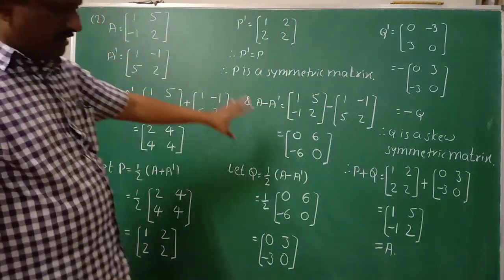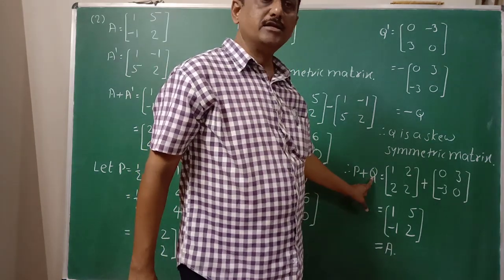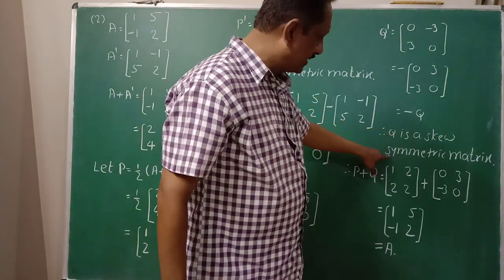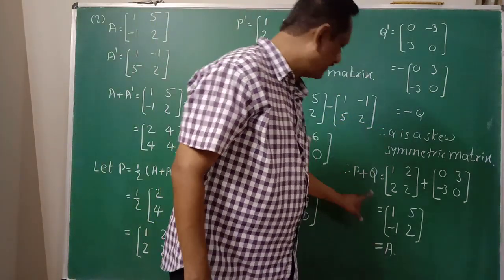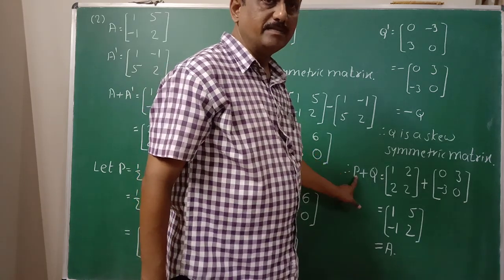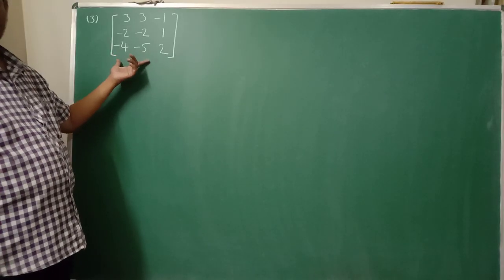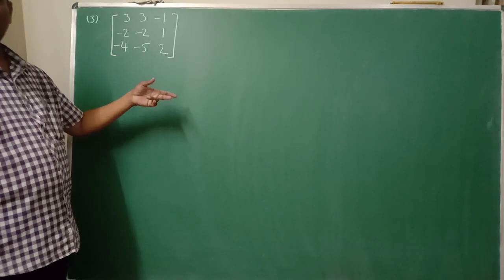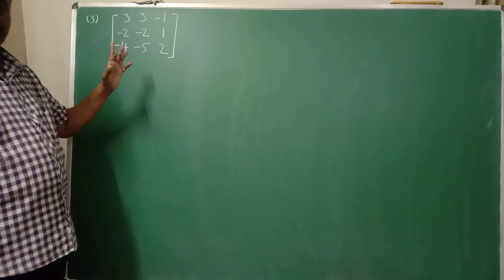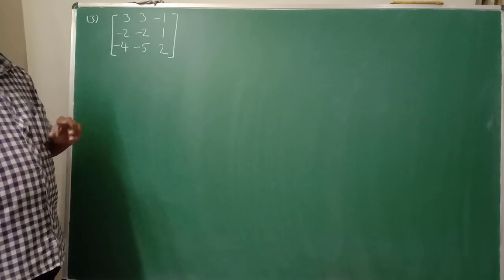So every square matrix can be expressed as a sum of a symmetric and skew symmetric matrix. Here P is a symmetric matrix, Q is a skew symmetric. Yes, a square matrix can be expressed as a sum of the symmetric and skew symmetric matrix. Here the matrix is of order 3 into 3. The previous two examples are matrices of order 2 into 2. Here it is 3 into 3. Even here it can also be expressed as a sum of the symmetric and skew symmetric matrix.